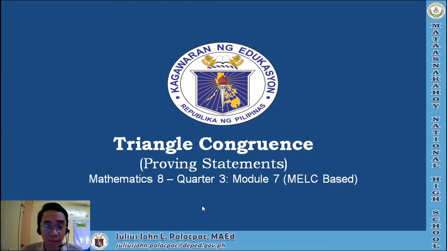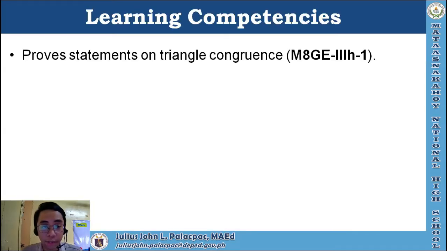Hello, sa lesson natin ngayon, pag-aaralan natin yung triangle congruence on proving statements. Ito yung ating Module 7, Quarter 3, Week 7 ng ating Mathematics 8. Ang ating learning competency ay will prove statements on triangle congruence. Actually, ito ay continuation lamang ng ating lesson last week.